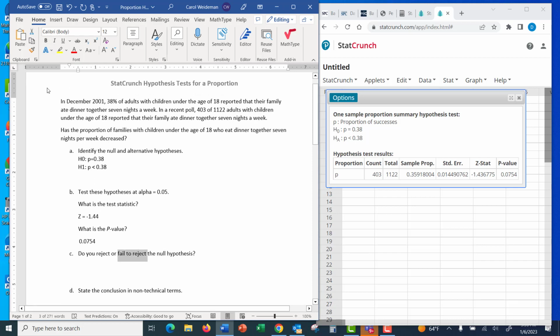And what's our conclusion in non-technical terms? So we have insufficient evidence to support the claim that the proportion of families who eat dinner with their children 7 nights a week has decreased from the 38% that was stated in the problem.